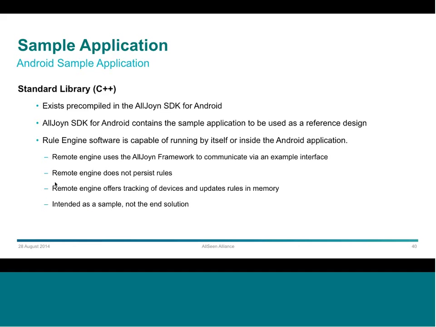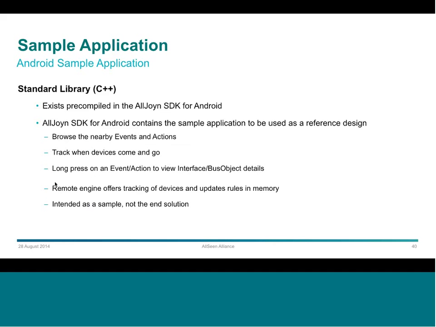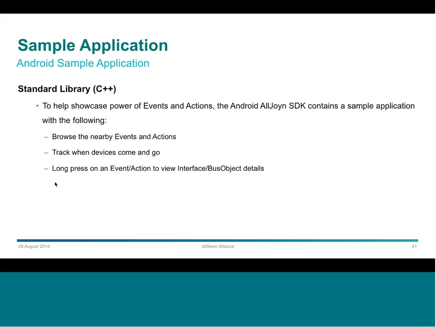It's part of the AllJoyn Core Git project that's up there on git.allseenalliance.org. The other thing is that it's really a showcase to show the power of events and actions. As developers, you might want to understand a little bit of the low-level details. So when you run this application, you'll be able to long press on any of the actions or events that you see in the list, and it'll provide you with all of the information that makes up that action or event.